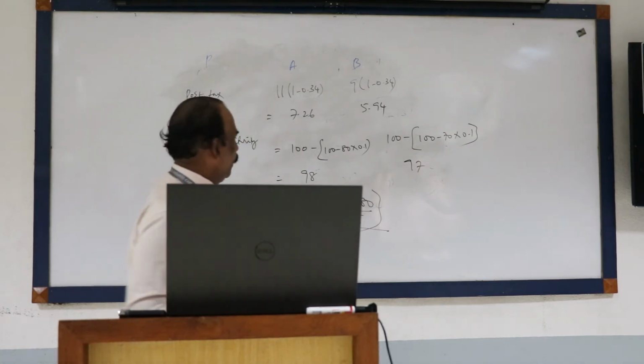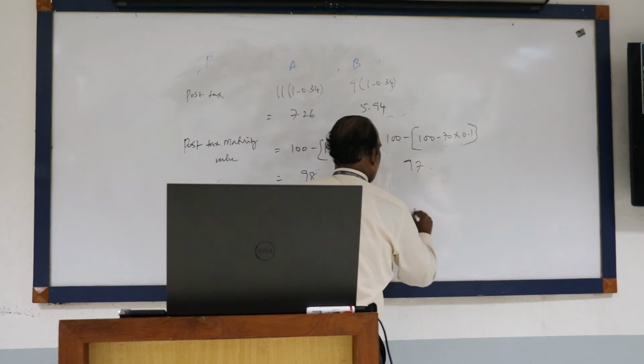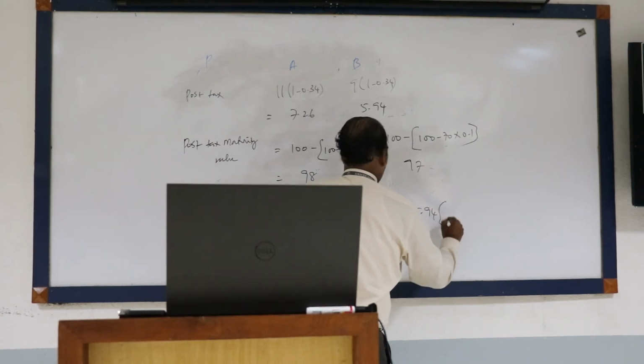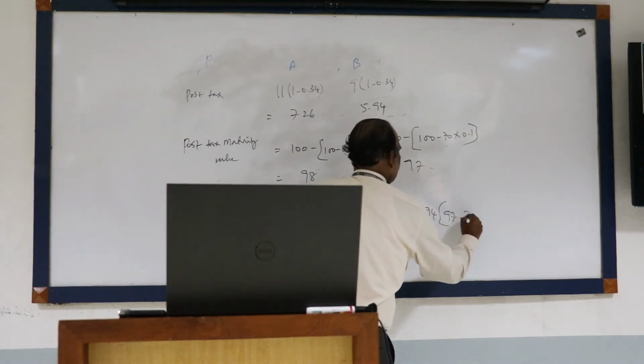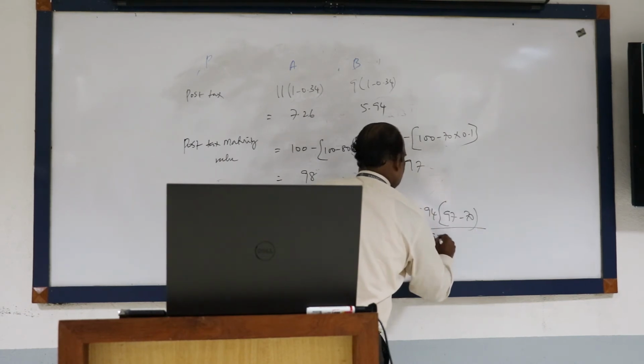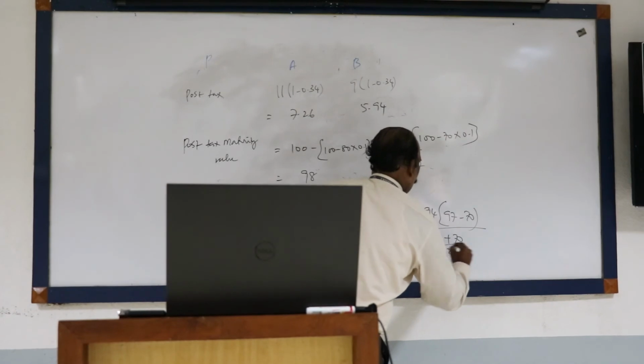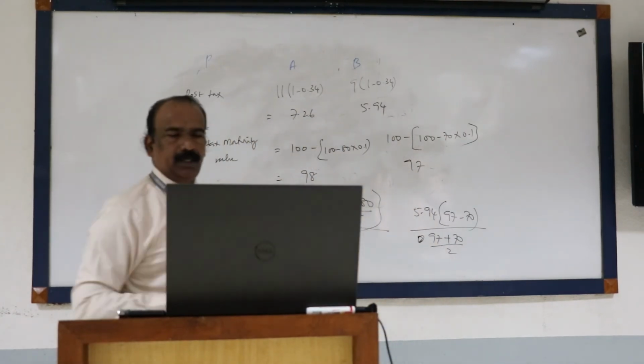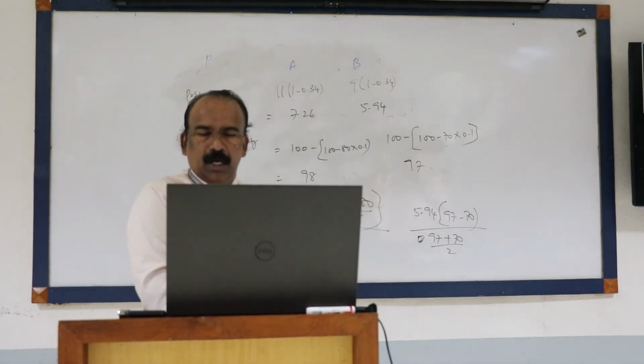Equal weightage. Another one: 5.94 plus 97 minus 70 divided by 5, whole divided by 97 plus 70 divided by 2. Got it? Approximate YTM.